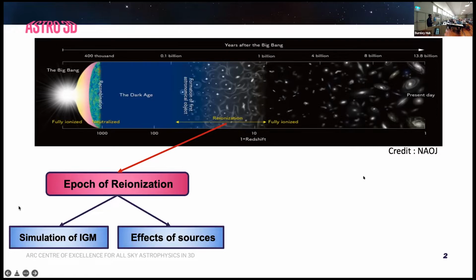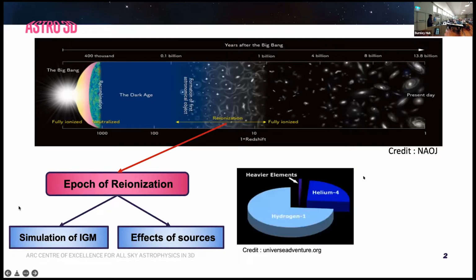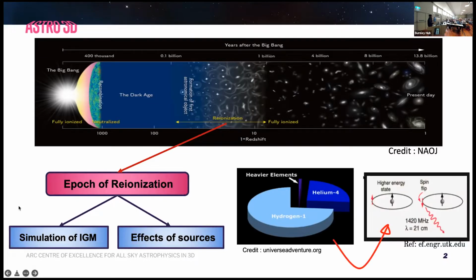Now, simulating the IGM means we have to consider the dark matter and the baryonic stuff. If we are talking about baryonic stuff, then I'm using the neutral hydrogen because this is the most abundant element we have in the baryons. So we are particularly using the 21 centimeter wavelength emitted from this neutral hydrogen for that.